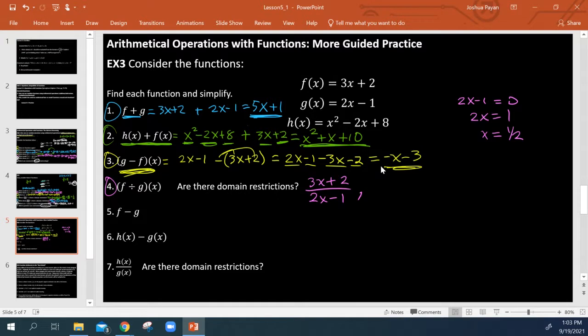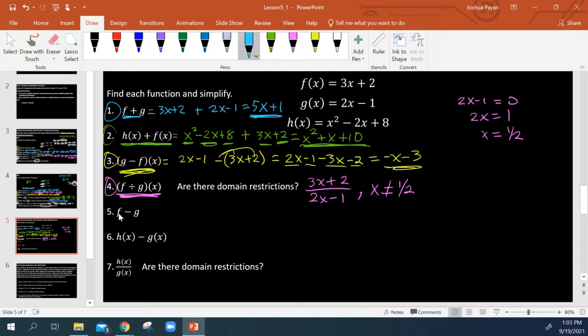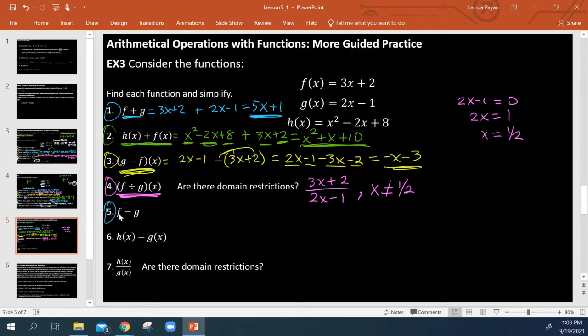So we would just put a comma. f over g of x is simply 3x plus 2 over 2x minus 1, but from our domain, we must exclude 1/2. We must say that x cannot be 1/2, or that it is excluded from our domain. Okay, so I'm going to cycle some colors now. So f minus g, so 3x plus 2, and then minus g, so minus 2x minus 1.